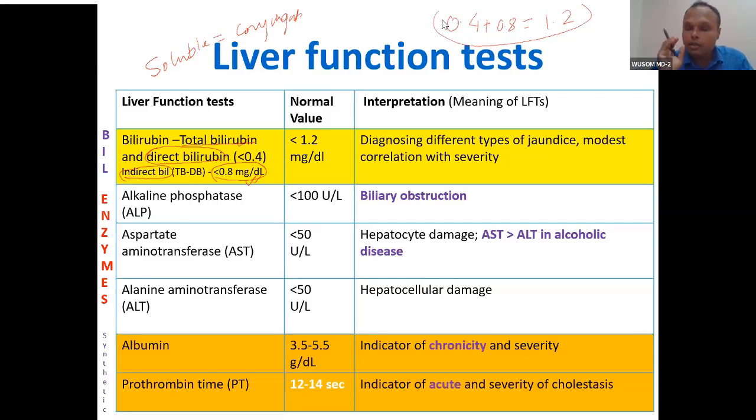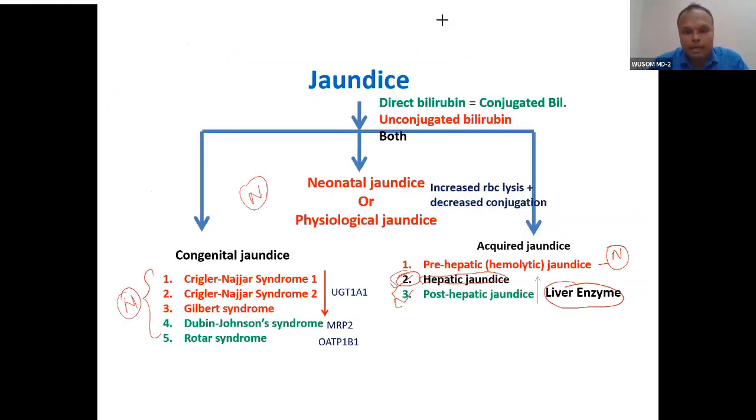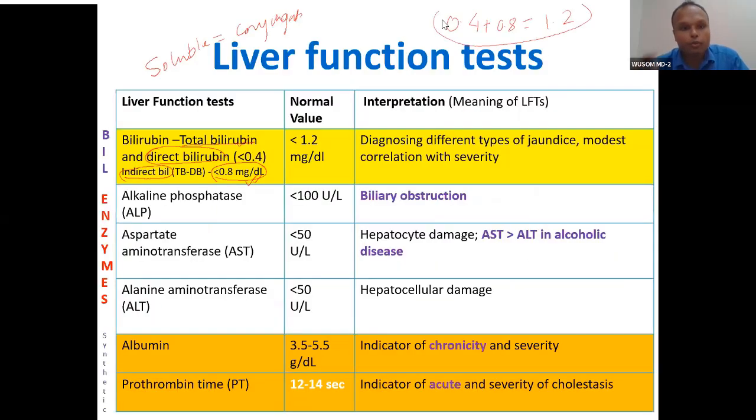Now bilirubin is a very, very important test, one of the important tests. If you do bilirubin only, you can segregate many things based on bilirubin alone. You can segregate hepatic from post-hepatic from pre-hepatic. But fine segregation requires liver enzymes to be done, and that is why we go for liver enzymes.